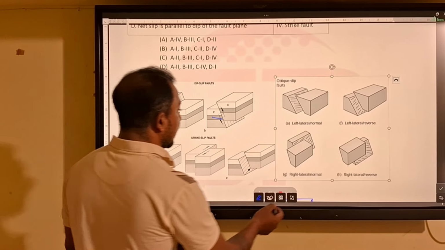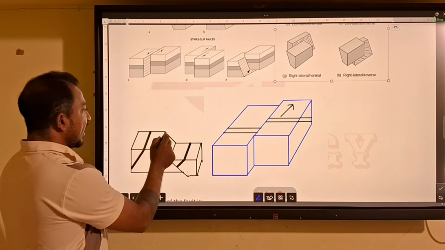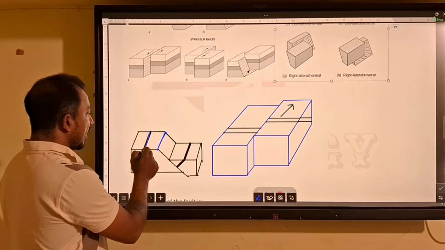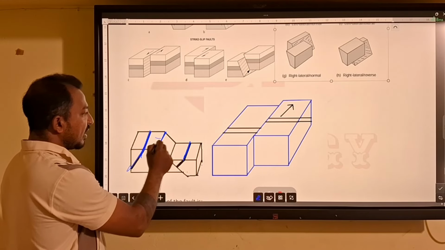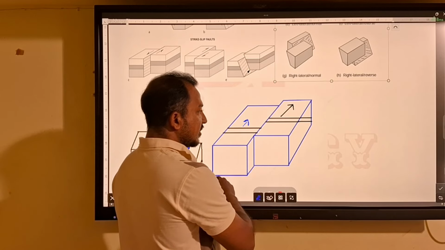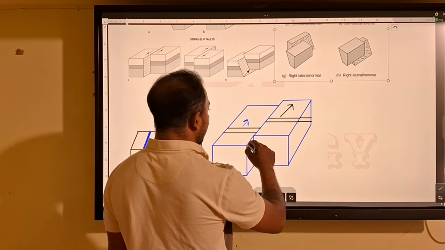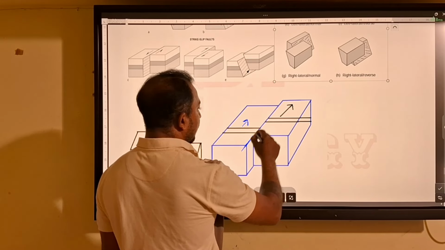Then there are another three types of fault: strike fault, dip fault, and oblique fault. So what is strike fault? You can see the strike of the fault plane should be parallel to the strike of the neighboring rock. They are parallel to each other, that is called strike fault. And if the dip direction of the country rock or neighboring rock is parallel to the strike of the fault plane, that is called dip fault.